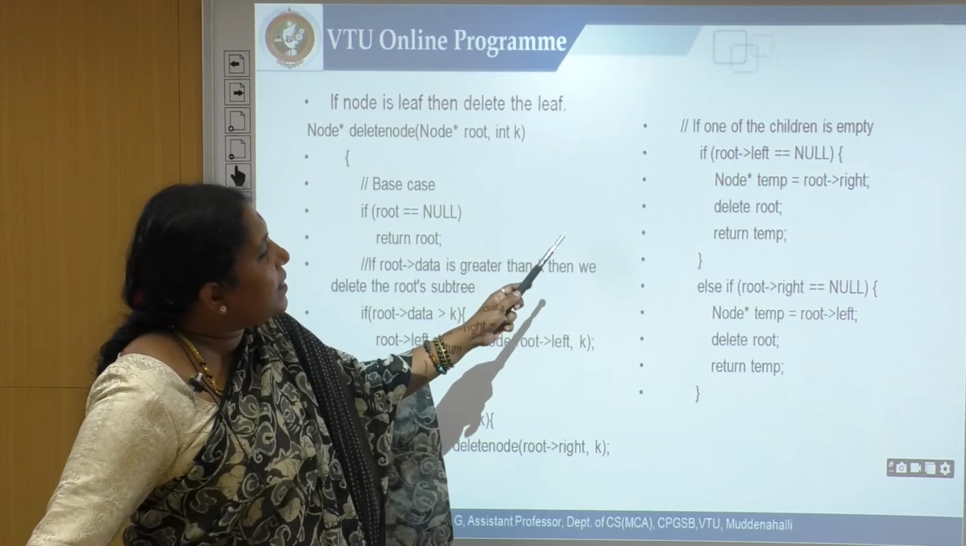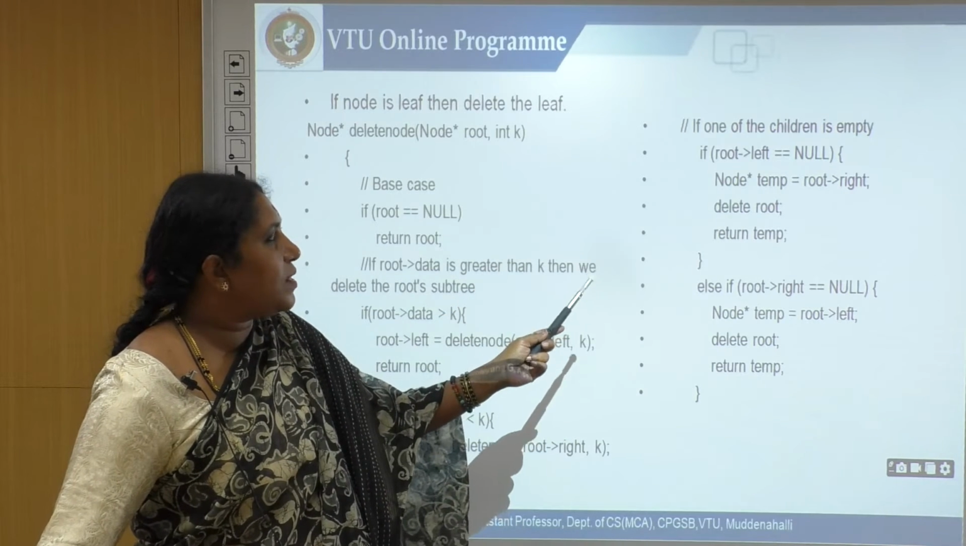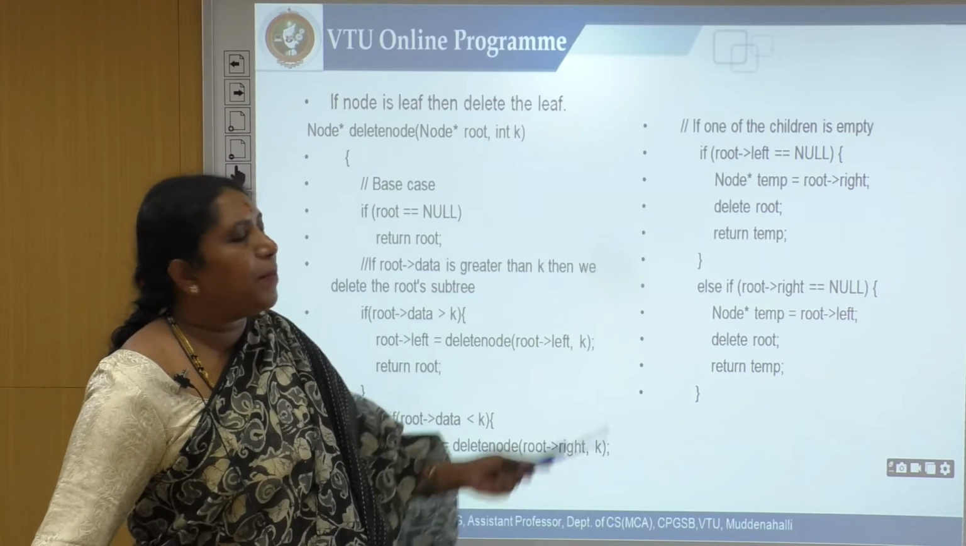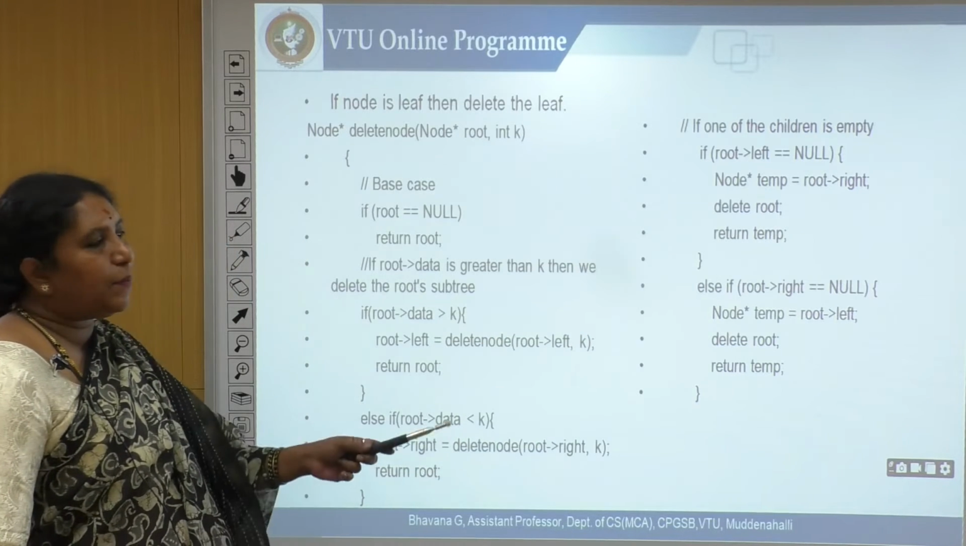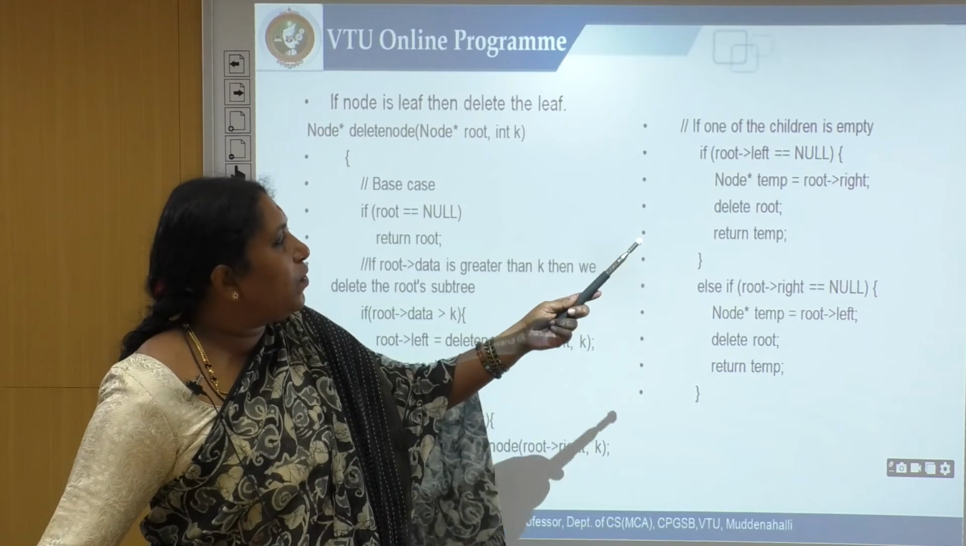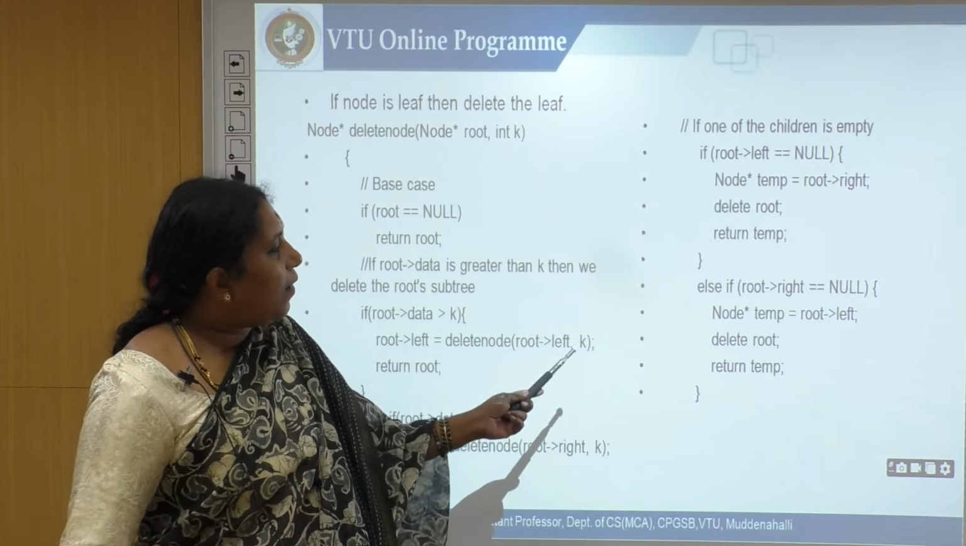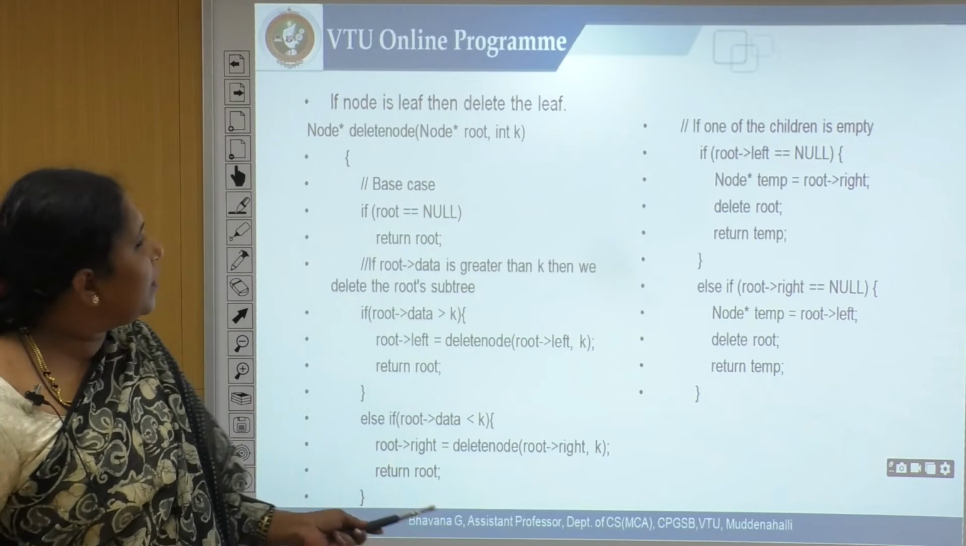Next, if one of the children is empty, that is, only one side is there, I create a temporary node, node temp, which is equal to the right node, delete the root, and return temp. Okay, after this, moving on to the next part.